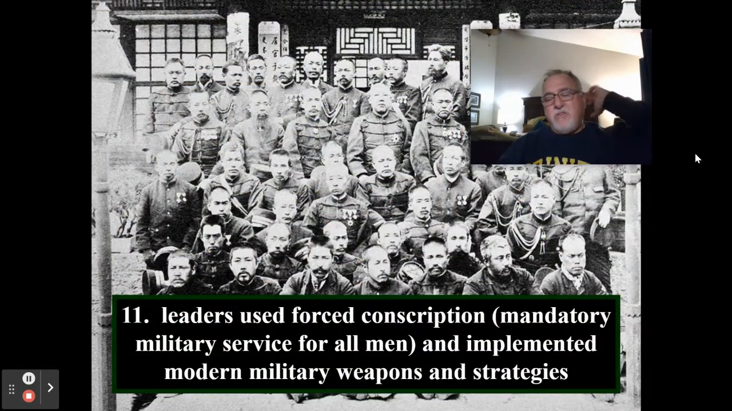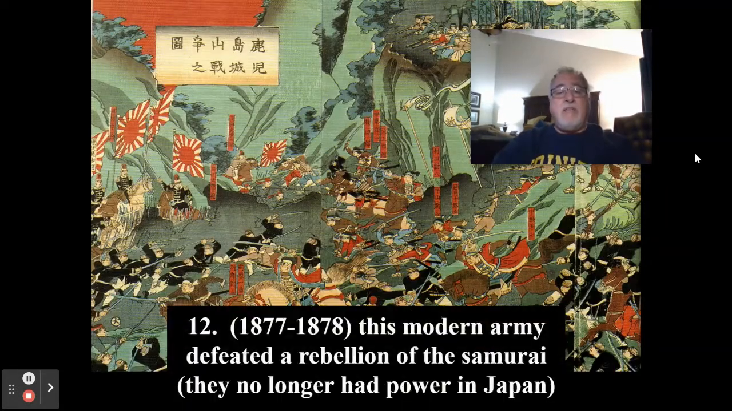And they begin to use modern weapons, modern strategies. Again, this is all part of learning how the West works, and then using that and marrying it with their culture, their enthusiasm for life and order. In 1877, 1878, this modern army defeated the rebellion of the samurai. Okay, so they no longer have any power in Japan.